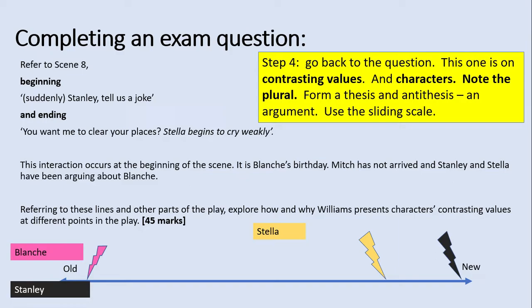Now, it doesn't fit quite so well on this question, on the continuum, but I've tried to make it work. What I'd like you to do is have a look at that question now yourself and think, well, what's your argument? How are you going to place your characters within this idea of contrasting values? And how are you going to build a thesis? A thesis is a statement about contrasting values. And an antithesis is a kind of challenge to that argument. Okay, again, just pause the tutorial at this point and feel free to take some time to have a think about that.